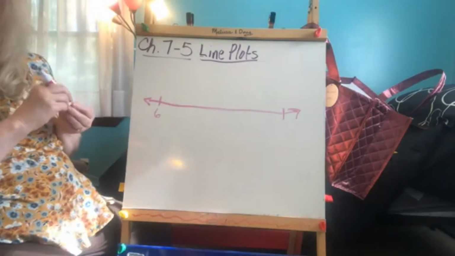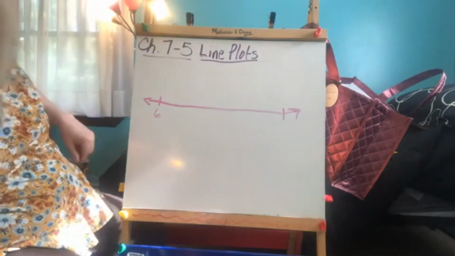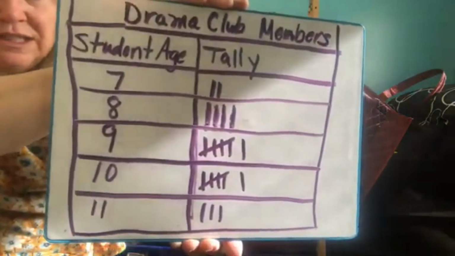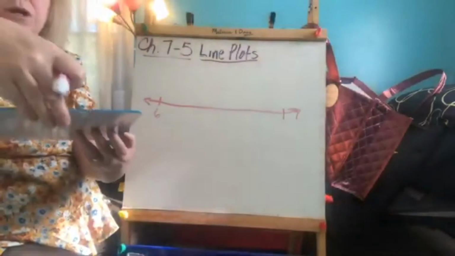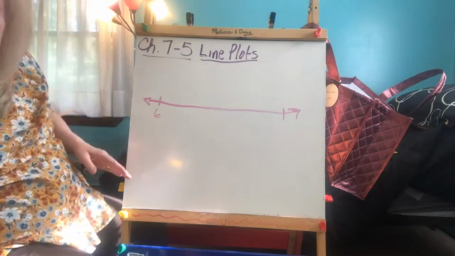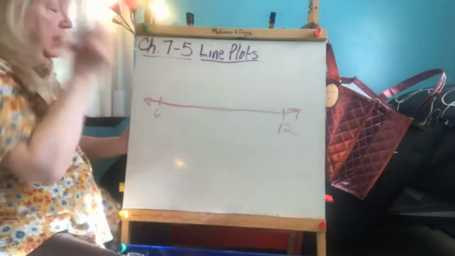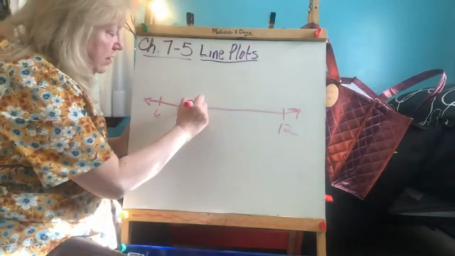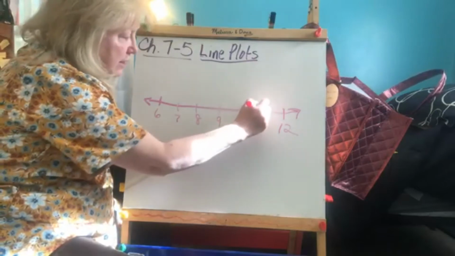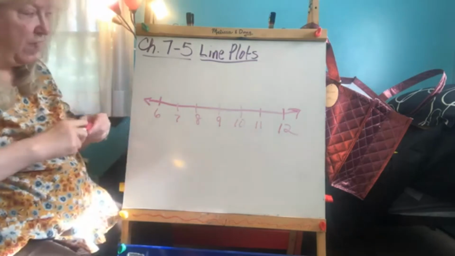When we look at our data chart, our frequency table, the lowest age is 7 years and the oldest age is 11 years, but we're going to make it a little bit further on the beginning and the end so that we make sure we have all our data. So at the end, we're going to put 12. Then we're going to mark off 7 and 8 and 9 and 10 and 11 and 12. Okay? So we've got our number line.